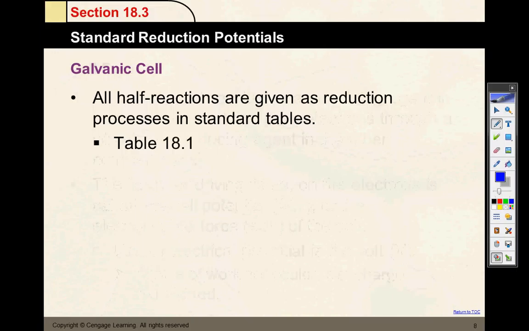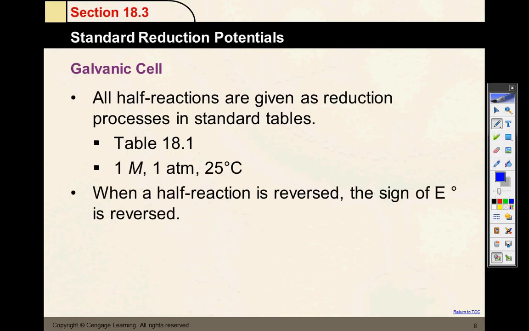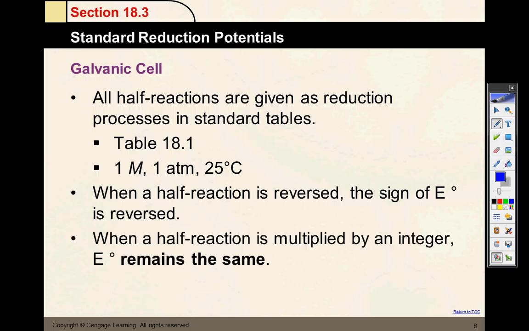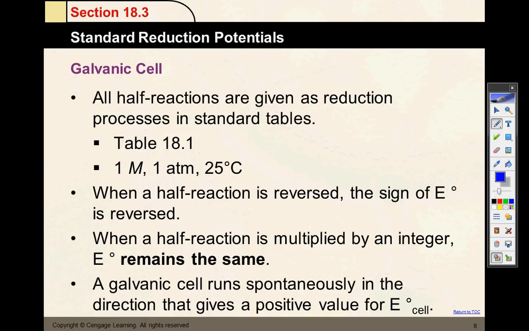Galvanic cell. All half reactions are given in that table, and I put it on the next page so you can look at it. Somebody talked about the standard conditions. When a half reaction is reversed, same as anything else in thermochem, anything that we've done this year, when we reverse a reaction, what happens to the sign? It changes, it gets reversed. When a half reaction is multiplied by an integer, E remains the same. All right, that's something a little bit different. You don't change the potential of the cell.